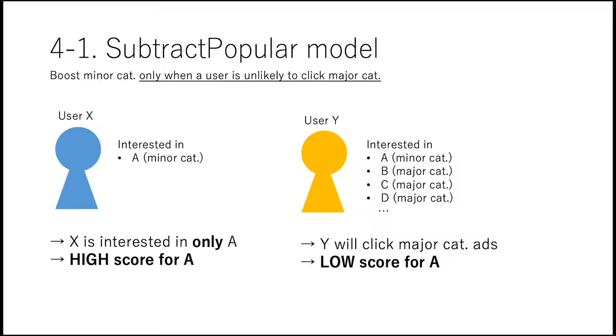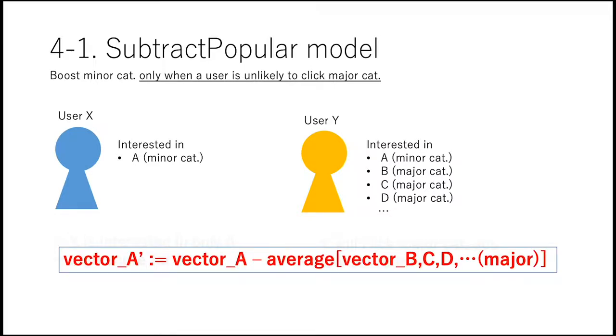To realize the scoring, we calculate like this. Vector A prime equals vector A for minor categories minus averaged major category vectors. And we use these vectors to estimate users' interest categories. By this calculation, users who are interested in major categories will not have minor interest category.